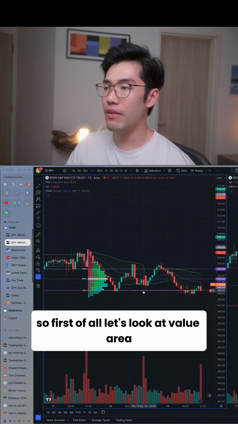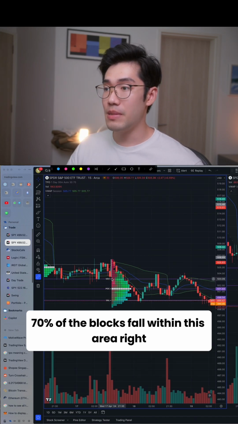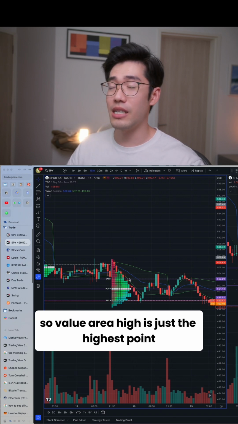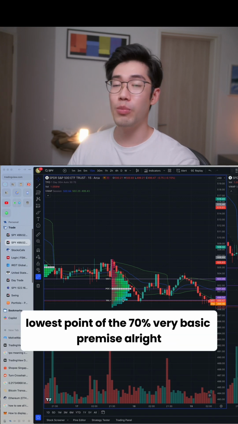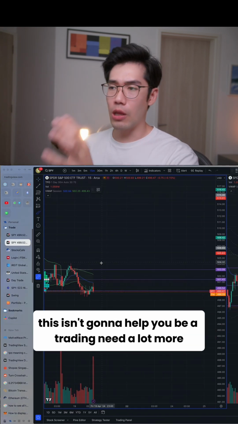So first of all, let's look at value area. Value area high and value area low basically means that 70% of the blocks fall within this area, right? So value area high is just the highest point, and value area low is the lowest point of that 70%. Very basic premise, all right? This isn't going to help you be a trader. You need a lot more.